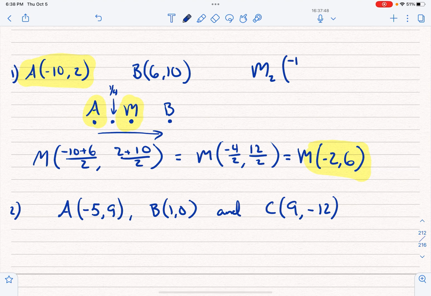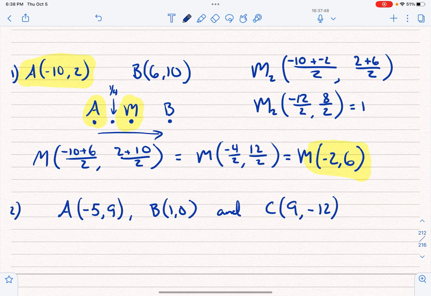And so I got to go negative 10 plus a negative 2 over 2, and then 2 plus 6 over 2. And so therefore this midpoint, negative 10 plus a negative 2 is going to be negative 12 over 2. 2 plus 6 is 8 over 2. Negative 12 divided by 2 is going to be negative 6, and 8 divided by 2 is 4. So there you go, okay? Negative 6, 4 is the point right here. This is the point that is 1/4 of the way from A to B.